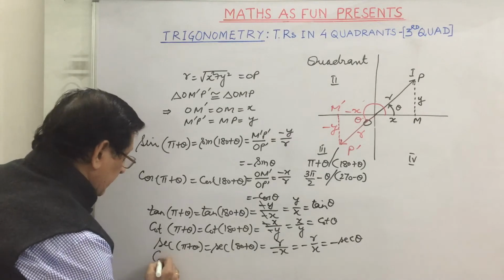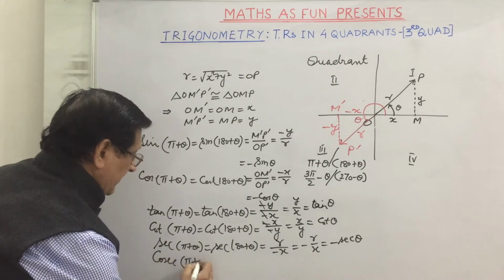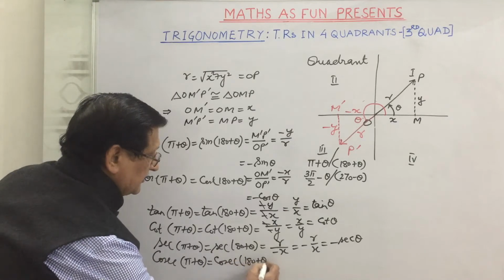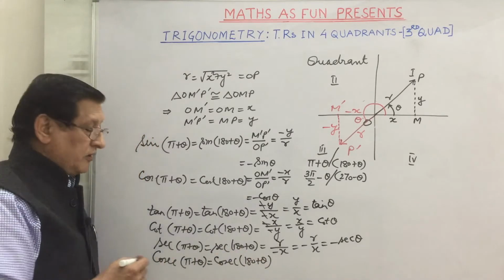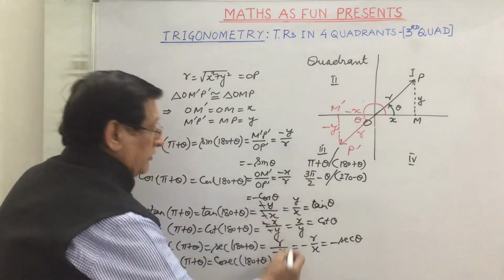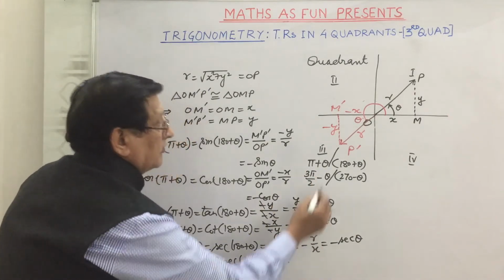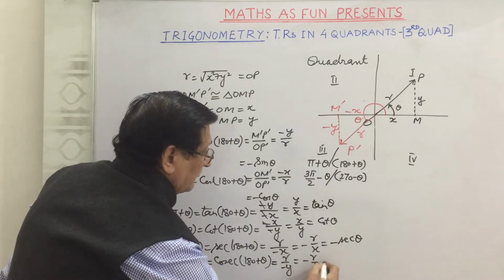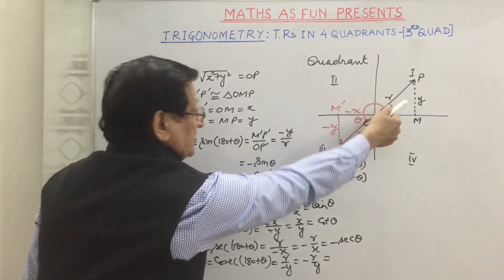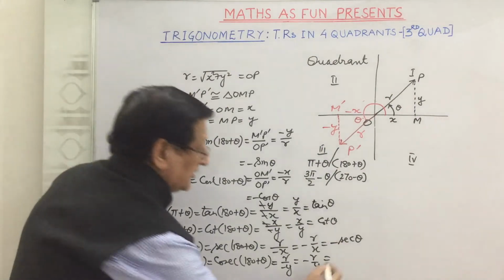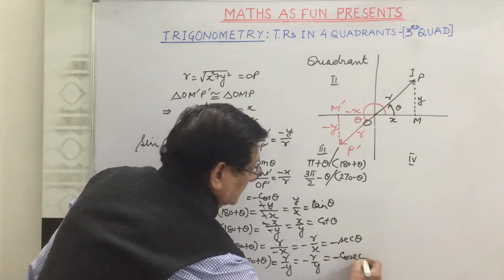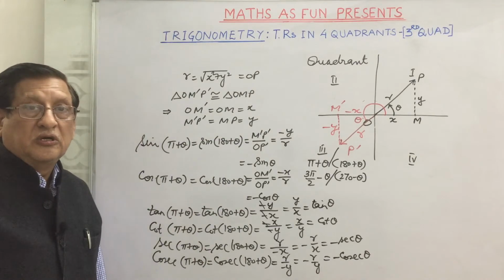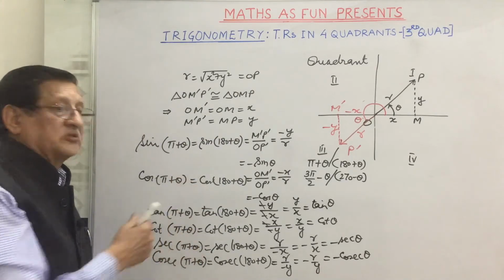When we go for cosec of pi plus theta, or we say cosec of 180 plus theta, is equal to here r upon minus y, or we can say minus r upon y, and r upon y if you see here is cosec theta. So this comes as minus cosec theta. Like this we can find out the trigonometrical ratios for the angle of 180 plus theta.